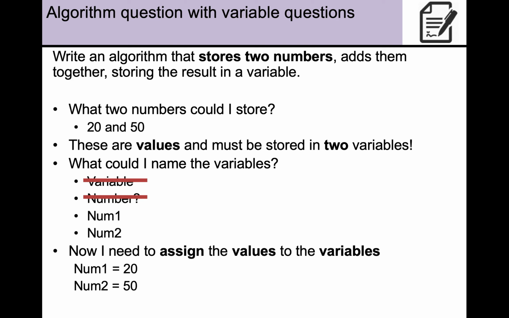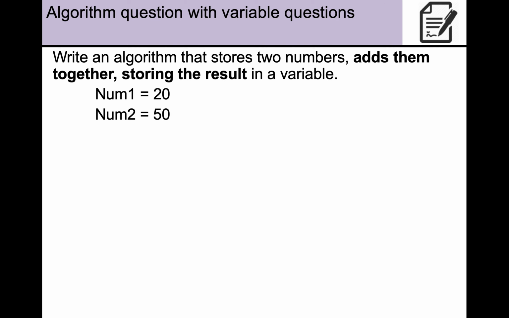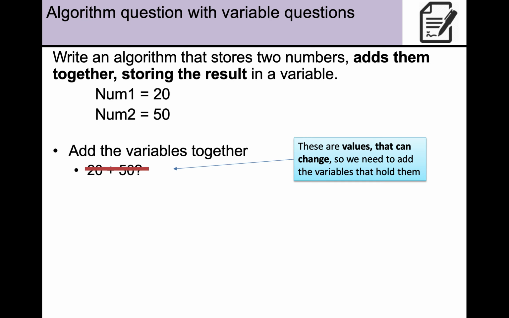So now let's look at the second part of the question, because we're writing an algorithm that stores two numbers. So we've stored two numbers in two variables, and now we need to add them together, storing the result in a variable. So let's add the variables together. Well, the values are 20 and 50, so should I just add 20 and 50 together? Well, if you said no, you'd be correct, because these are values that can change.